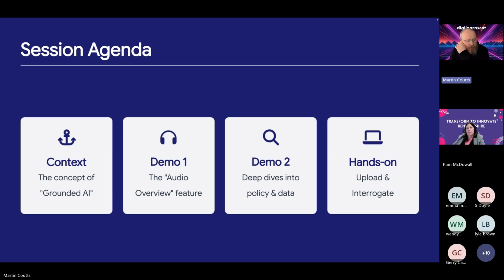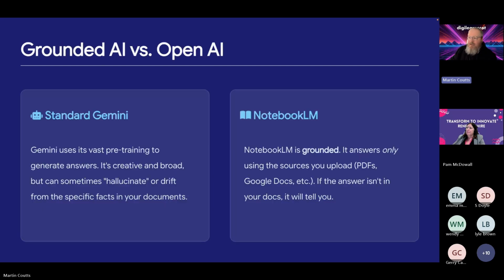So again, I'm going to show you four key parts of this. What we call grounded AI, so this is AI that lives in a vacuum. The audio overview feature, which I demonstrated very briefly, but will show you just how powerful and impactful it can be. And also how it can take a deep dive into a policy and data, including creating an infographic and different things you can do, because it's a good visual aspect. And then having that opportunity for takeaways again.